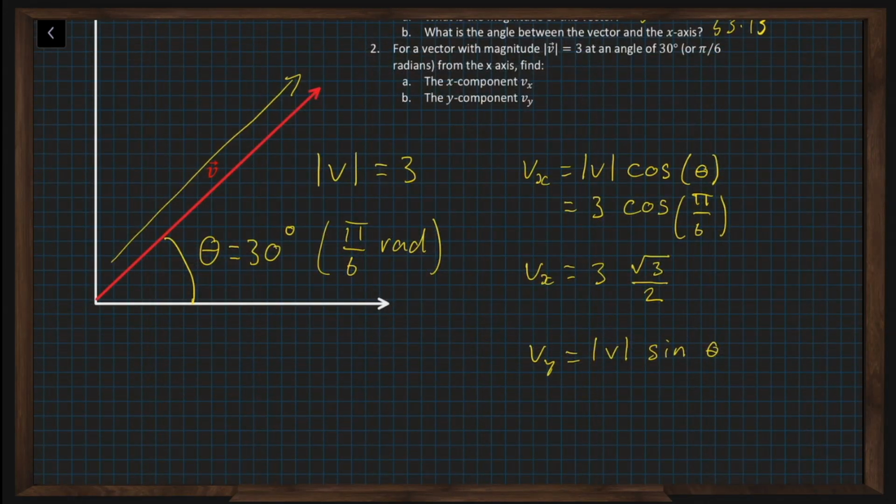Now here we have 3 again and sine of pi over 6. And sine of 30 degrees or sine of pi over 6 is just half, so this is equal to 1.5. And that's it. This is all pretty simple, pretty straightforward. You can probably find more examples or make more examples up yourself and just practice it.